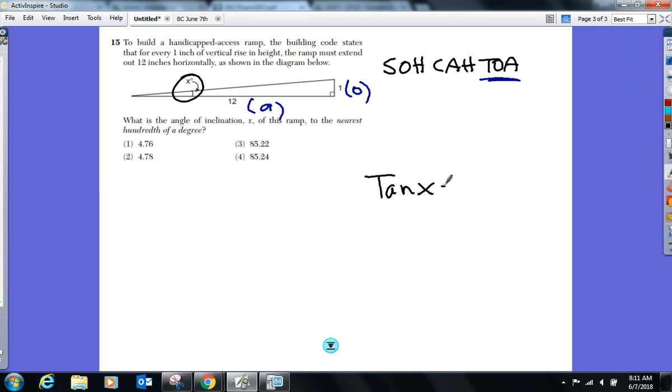But there's a little catch here. Because you are finding an angle, you are not cross multiplying. What do I need to use on my calculator to find any angle? Inverse. So inverse of tangent, and then I plug in 1 over 12. Inverse of tangent, 1 over 12.